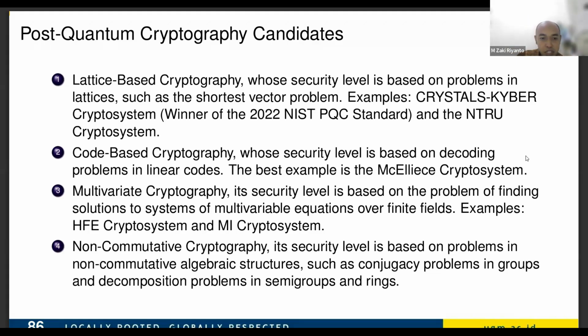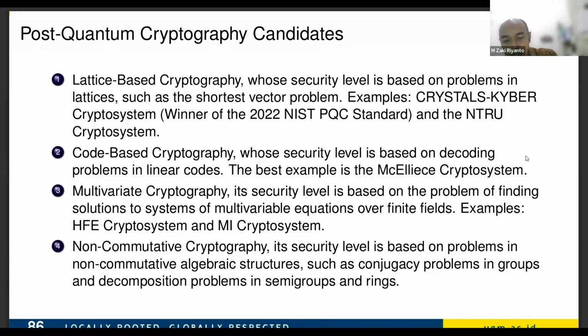And there is also multivariate cryptography. The security is based on the hard problem of finding a solution to a system of multivariate equations over a finite field. Examples are the HFE cryptosystem and the Matsumoto-Imai cryptosystem. And there are also many other hard problems, like hash-based cryptography, isogeny, and non-commutative cryptography, whose security is based on problems on non-commutative objects.